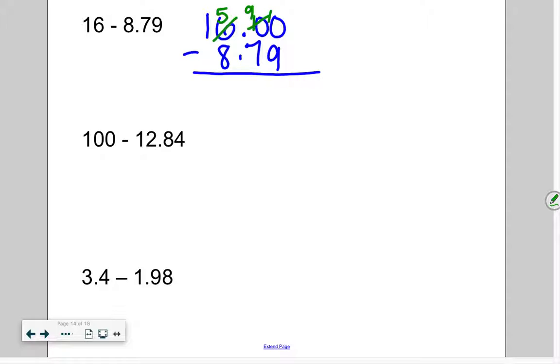Now, what's 10 minus 9? 1. What's 9 minus 7? 2. Bring down your decimal point. Can you have 5 and take away 8? No. Cross that off, make it a 0. 5 becomes 15. And 15 minus 8 is 7.